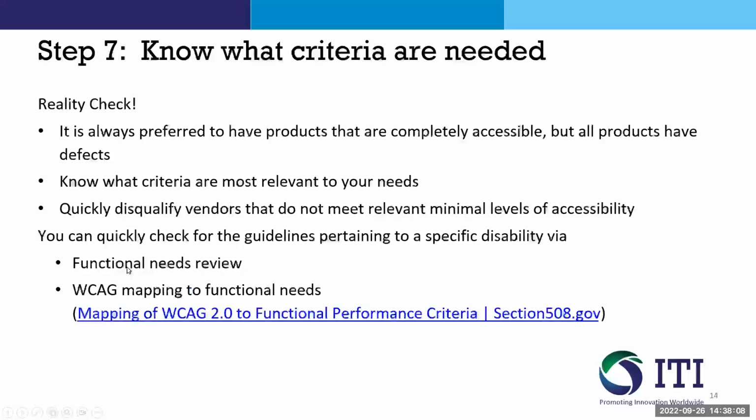Okay, step 7 is to know what criteria are needed. Every single product, every single piece of hardware, software, mobile app, just everything has accessibility defects. It's a myth. It's a commonly asked question: is this certified WCAG AA accessible? If something says that, let's really have a reality check, as the slide says, it's probably not true.